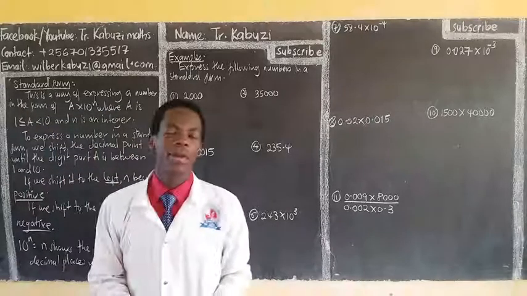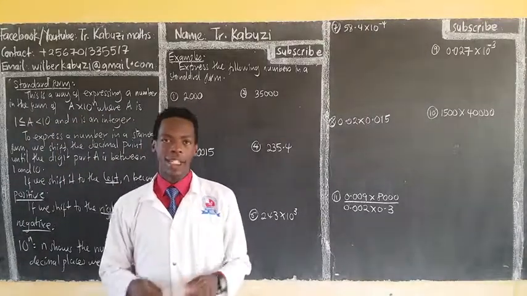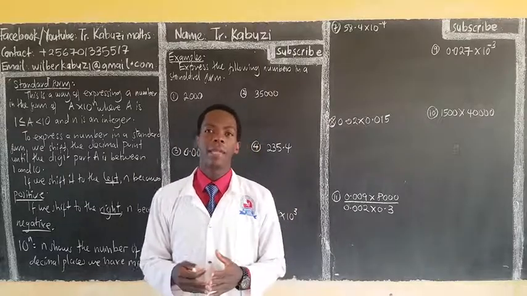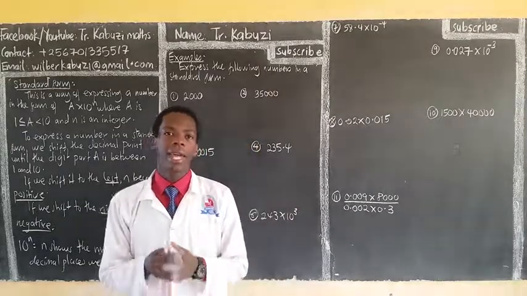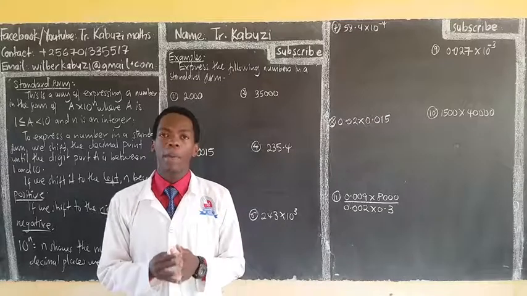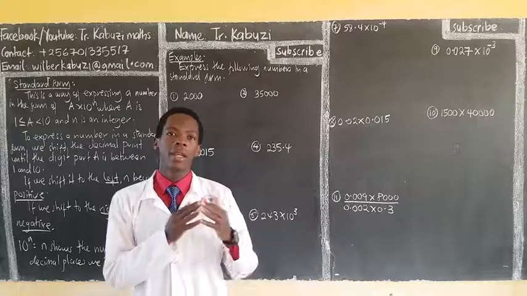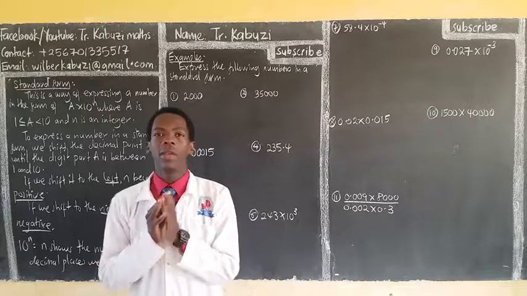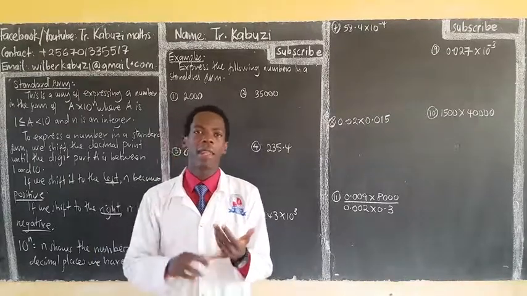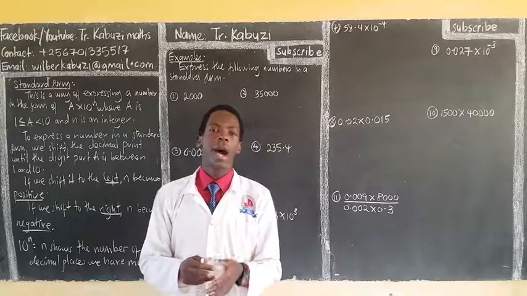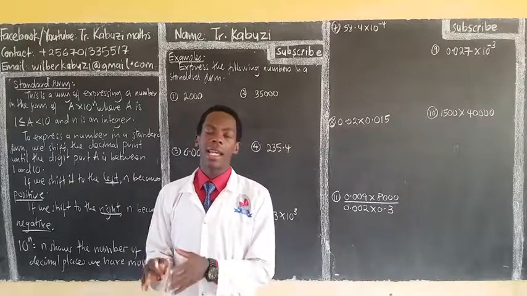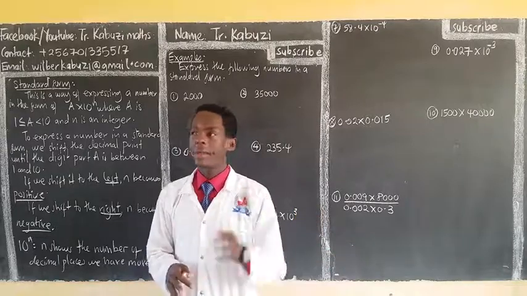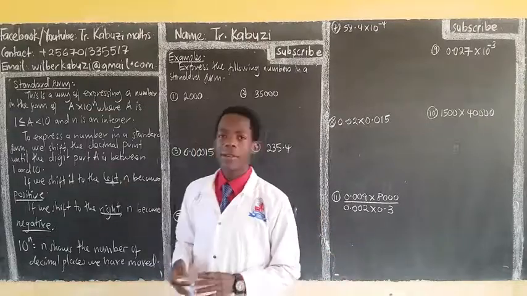Okay, now members, we are going to see how to express numbers in standard form. For a number to be in standard form, the digit before the decimal point should be between 1 and 10, with 1 inclusive. So it should be either 1, 2, 3, 4 up to 9. It should not be 10 or above and should not be below 1. As simple as that. Let us go through this.